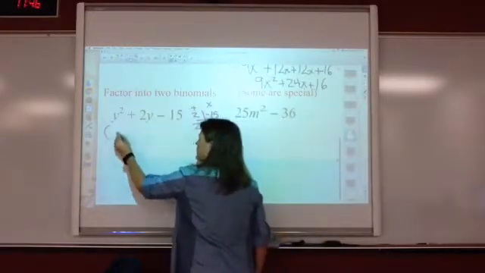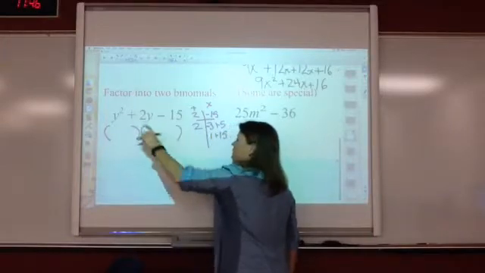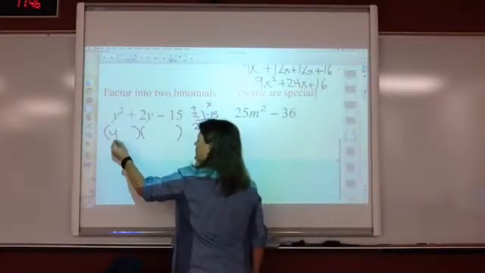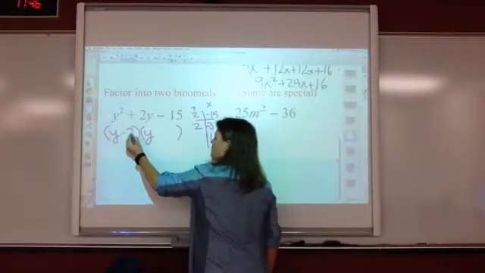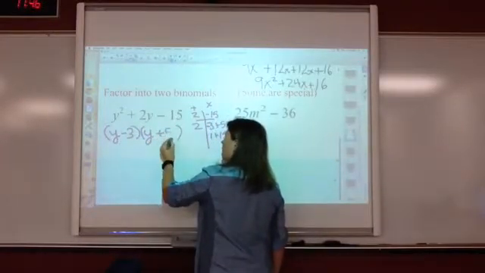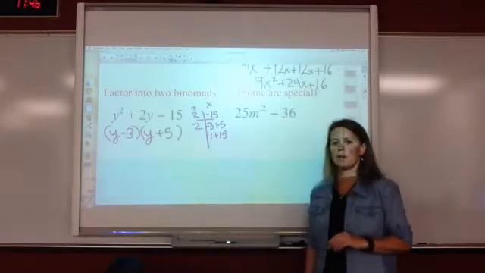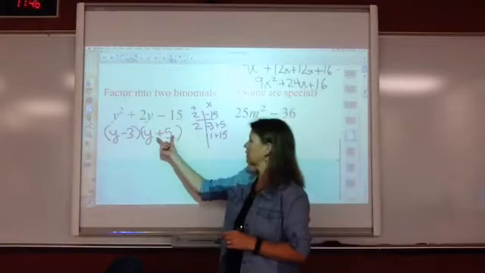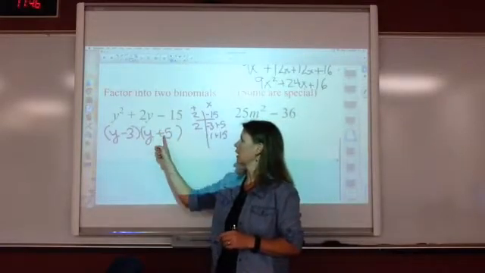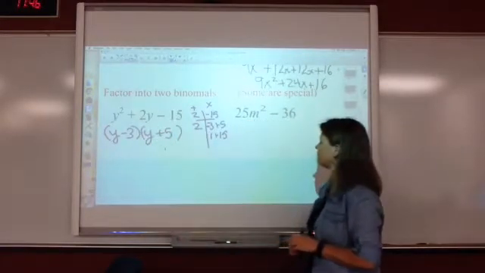How do you do the FOIL process backwards? You break up y squared into y and y, and then you put your two factors in, y minus 3, y plus 5. Order doesn't matter. It could have been y plus 5, y minus 3, as long as the positive stays with the 5. So that negative 3 plus 5 is 2.